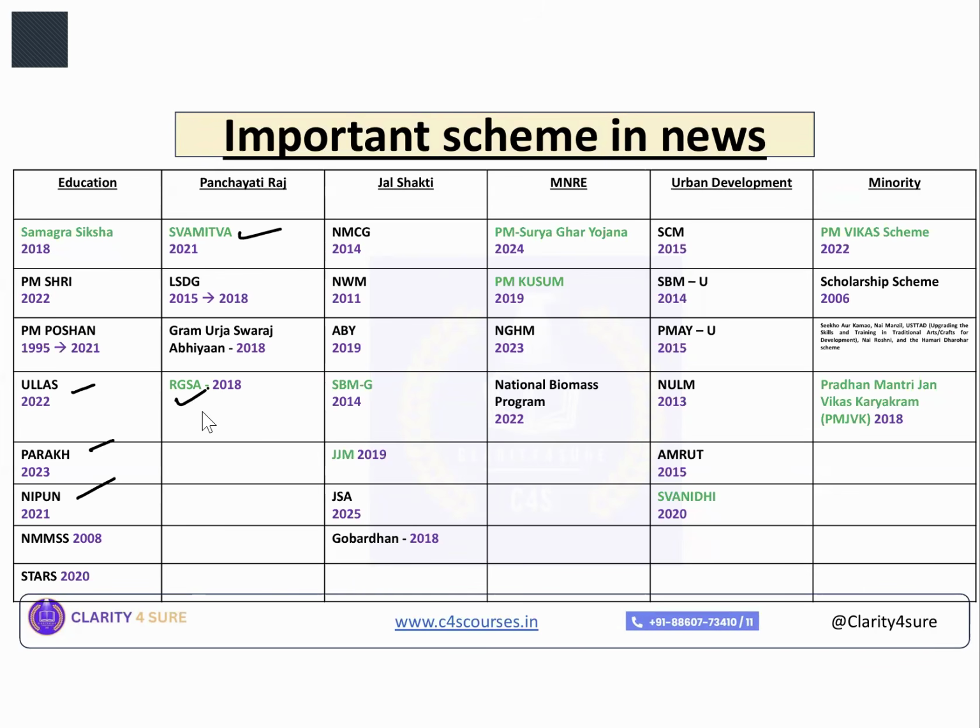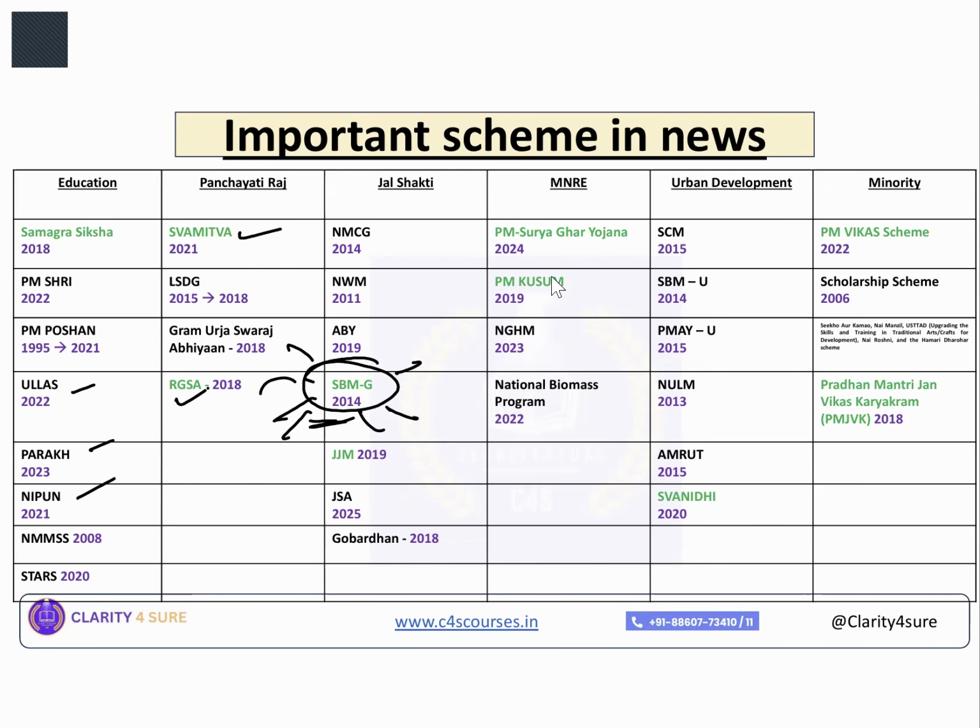Swamit and RGSA, Rashtriya Gram Swarojgar Abhiyan is also very important. Then there's Jal Shakti, NMCG, Swachh Bharat Mission Gramin, again important, and all its components, that when a village is awarded the status of Swachh Bharat, there are certain criteria of open defecation free. So this is very important for your examination. Jal Jeevan Mission again is very important.